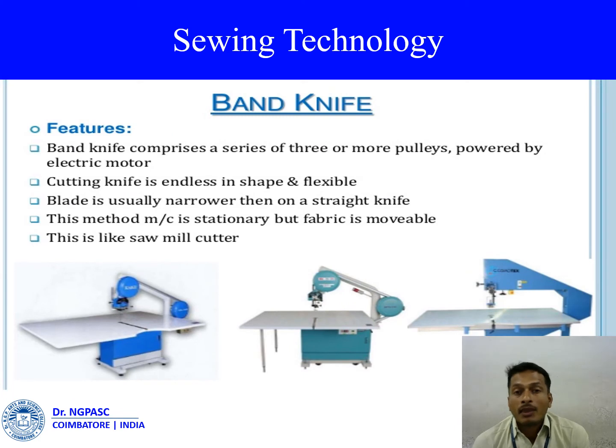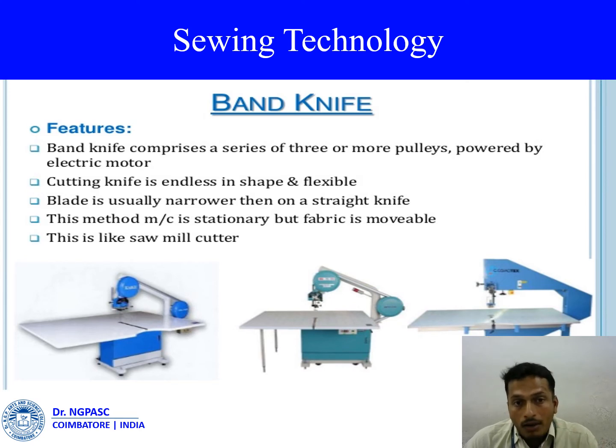Next one is band knife. What are the features of the band knife? Just see this picture, there are 3 different types of band knife. In the band knife, we have to move the fabric based on the measurement and the marking. In the strife knife, we have to move the knife, because there is a handle. In the band knife, we have to move the fabric.